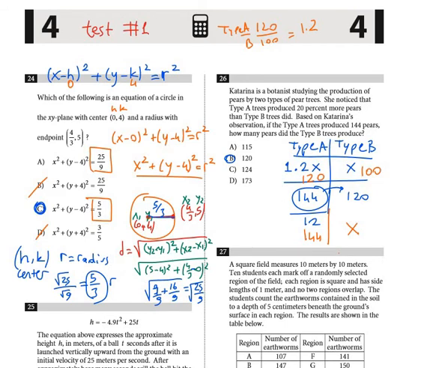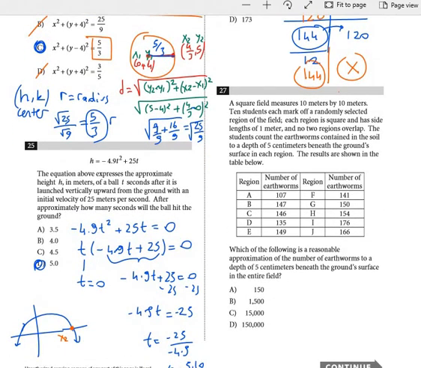Then 144 over x, type A to type B. Now we know the ratio is 1.2. So to solve for x, cross multiply and divide by 1.2. So x here will be 144 divided by 1.2, which is 120. So if you can't set up the equation directly, as in the blue we have written, then you can assume type B is 100, then take the ratio and then find the answer in the second step.